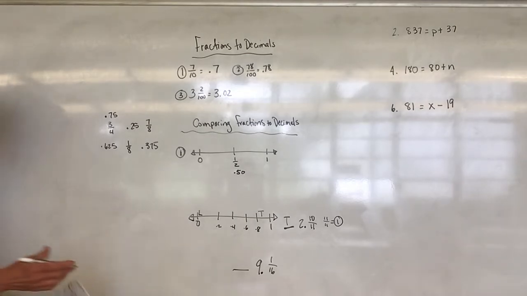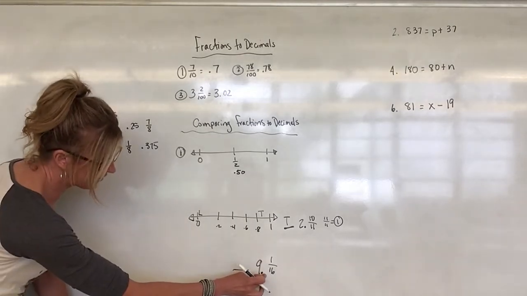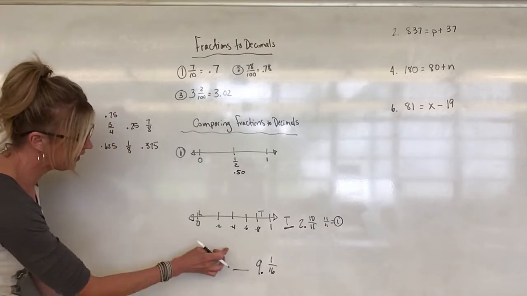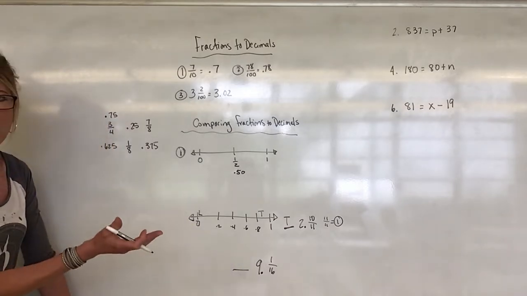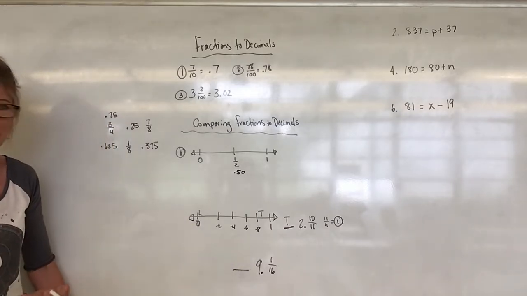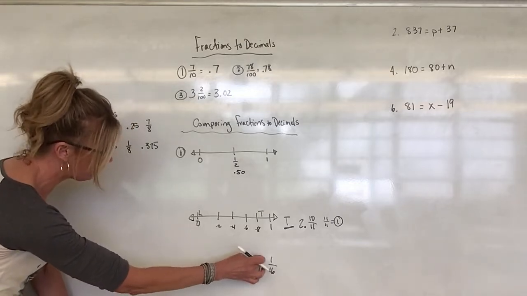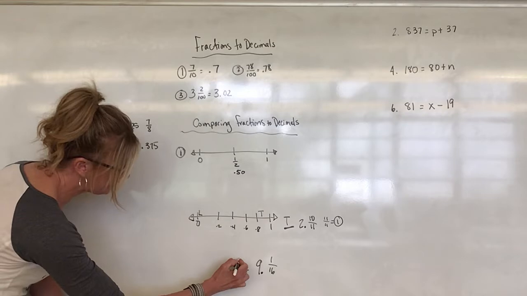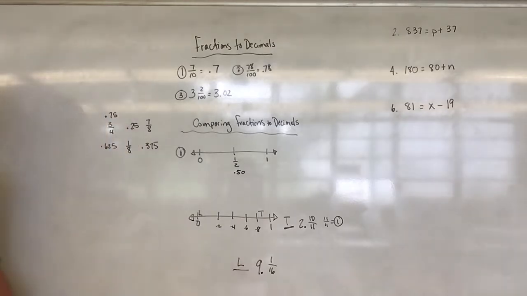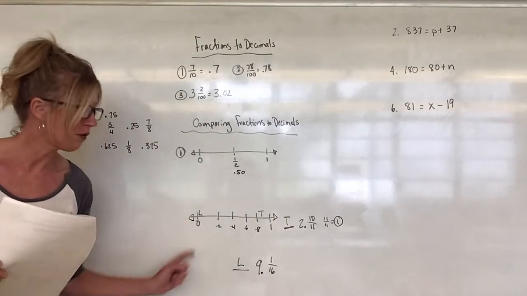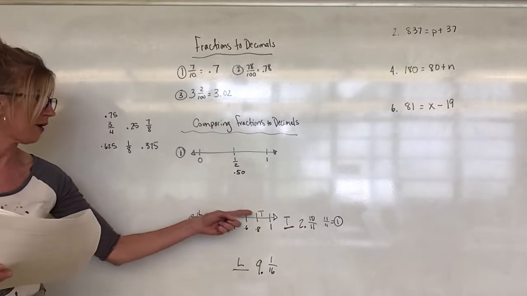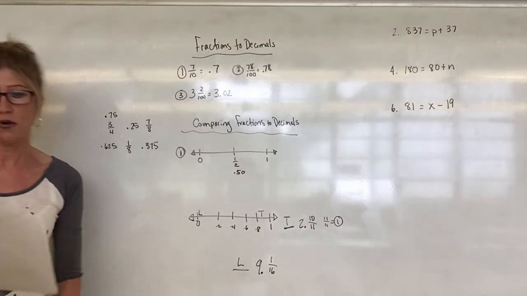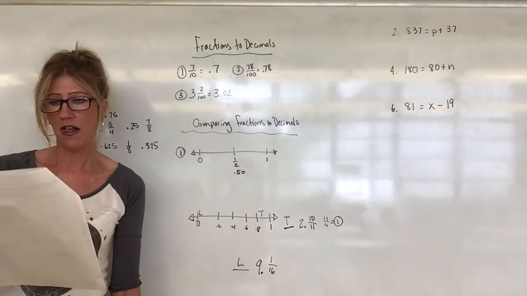Okay, we're going to do number 9 together. 1 out of 16. I hardly even need to think about that. If I only have 1 out of 16 things, 16 parts, I only have 1, that has to be super close to having 0. So that would be letter L. Okay, so you're going to fill in the rest of these. There's a bunch of letters up here that go with those fractions.